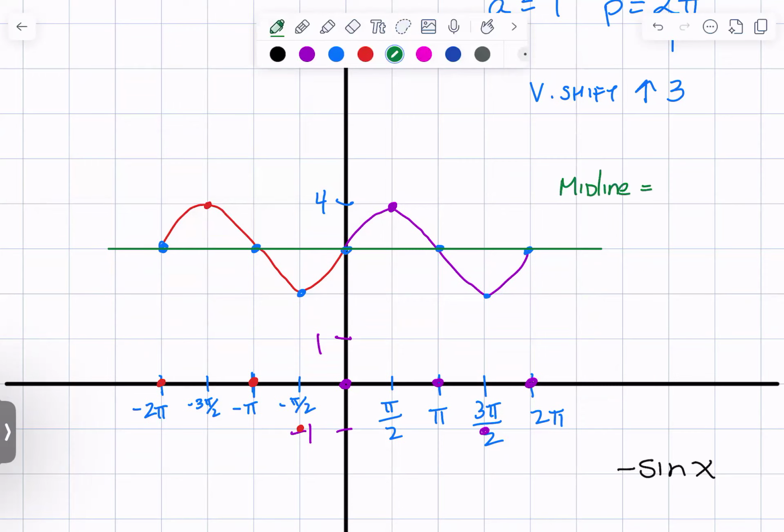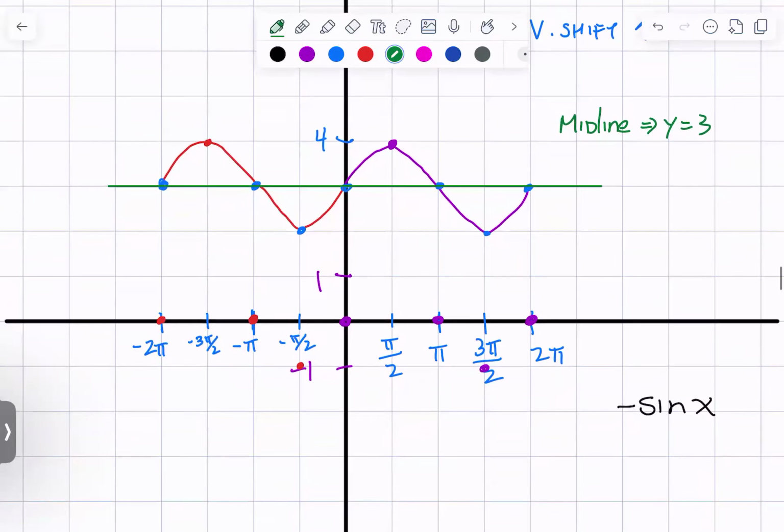That's going to be y equals 3. All right. And that's my graph. Okay.